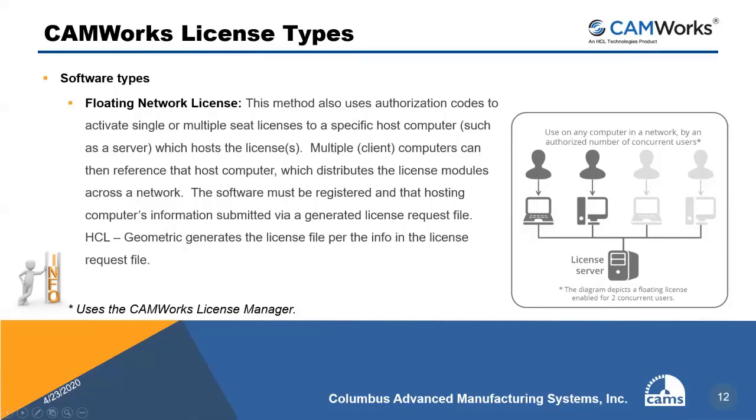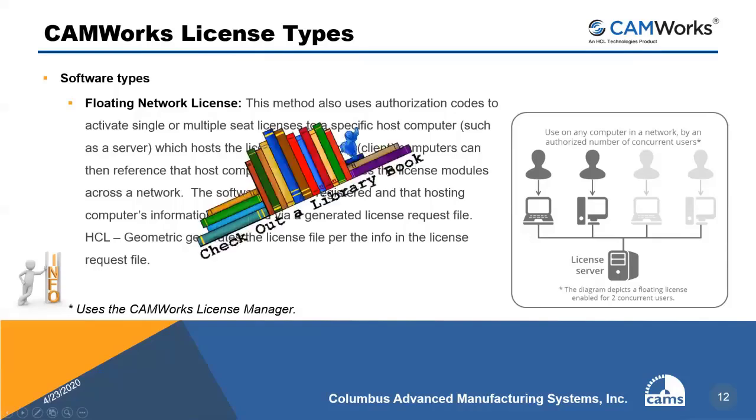So that's kind of the concept of the floating network license. Now, one way I like to simplify how the floating network license works is to use an analogy of a library and checking out a book. I like to call the server or hosted computer the library. And then CAMWorks has all these modules, such as 2.5 axis milling, 3 axis milling, turning. I like to call those individual modules books.